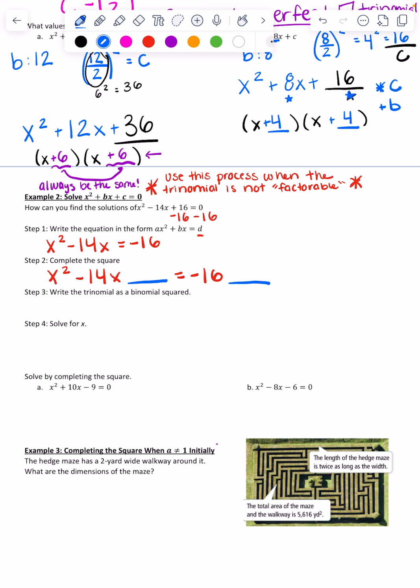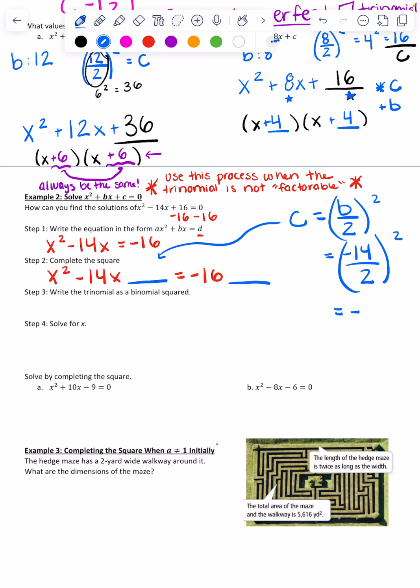All right, so to find that missing C value, we're going to do exactly what we did before. C is always the B value divided by 2, squared. So B is negative 14. We're going to divide that by 2 and square it. When we do, we get negative 7 squared, and a negative times a negative is always a positive, so that is 49. That is our magic number that we need in order to get a perfect square trinomial on the left-hand side. The issue is though, when I add that number in, we have to always add it to the other side of the equation as well.